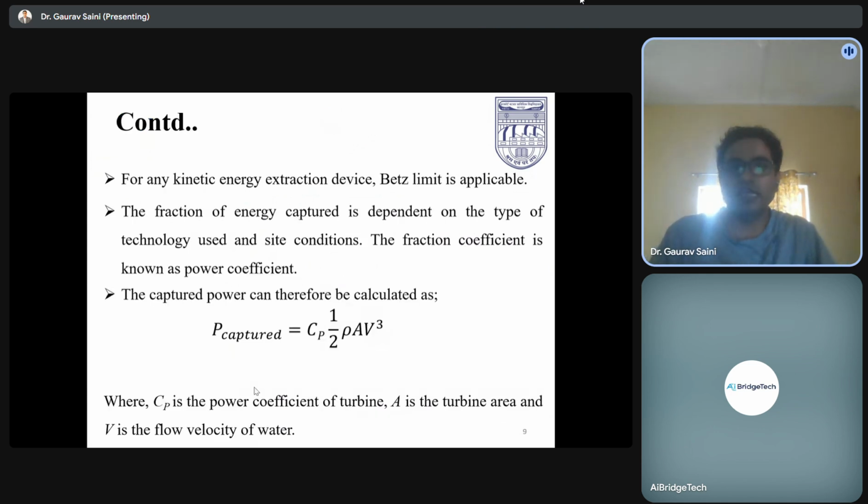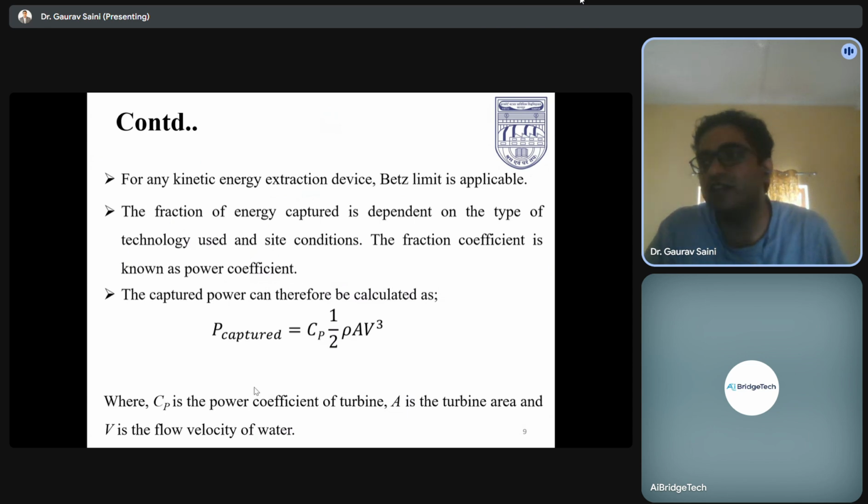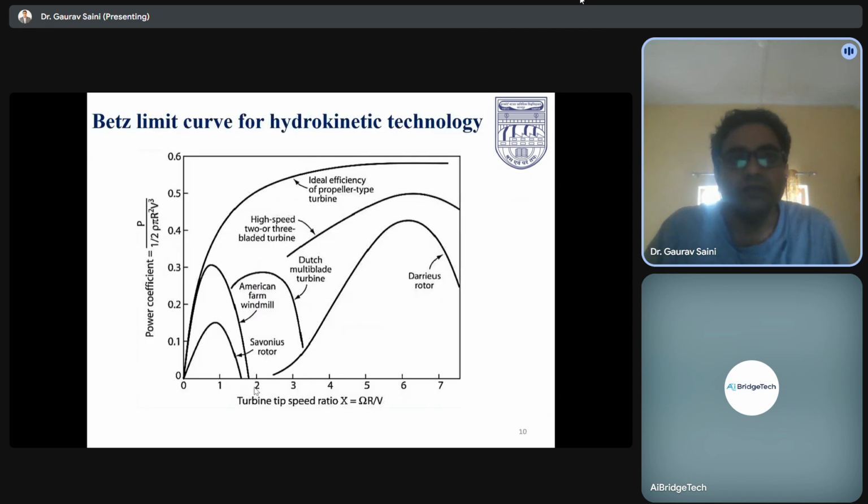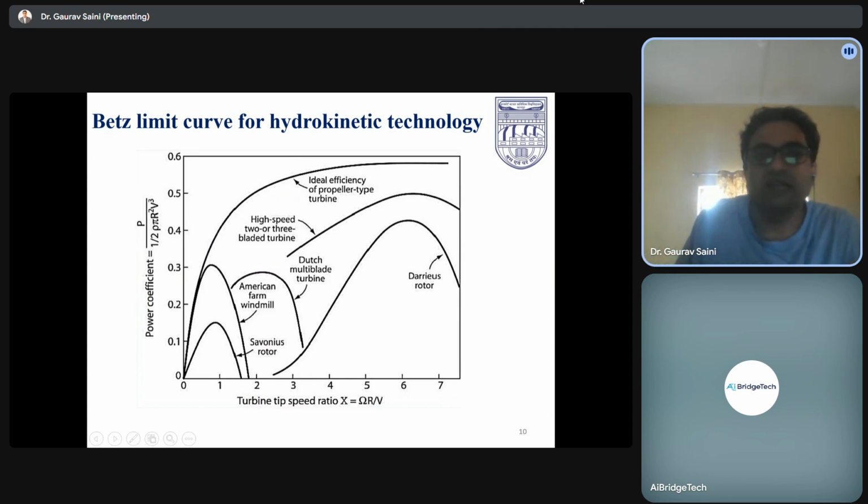But while we have no such limit in the case of conventional head-based hydropower plants, in the case of kinetic energy we have the Betz limit. The Betz limit states that we cannot extract more than 59.3% of the theoretical available power of the system. The function that comes in here is Cp, the power coefficient of the turbine, and A is the turbine area. Again, we have already discussed it, and V is the flow velocity of the water. So the Betz limit is applicable to the various technologies available to us.